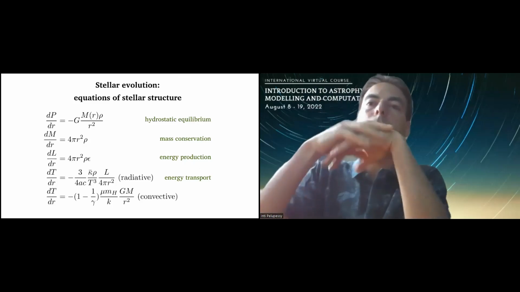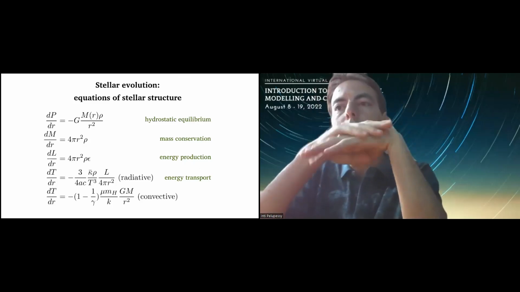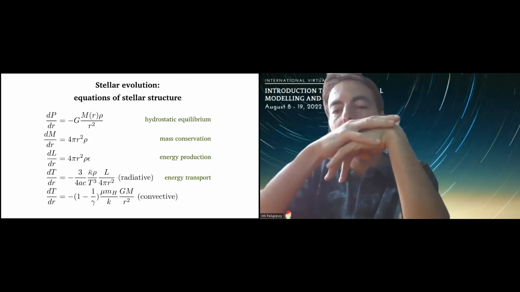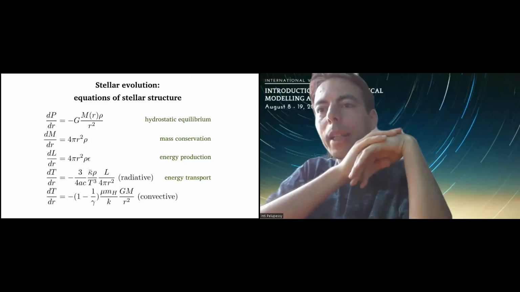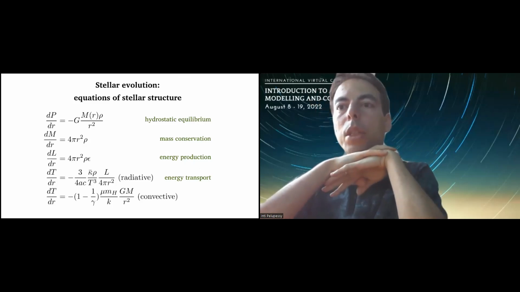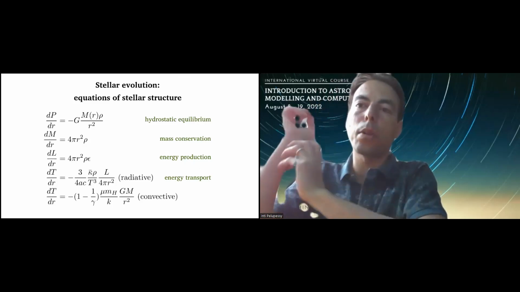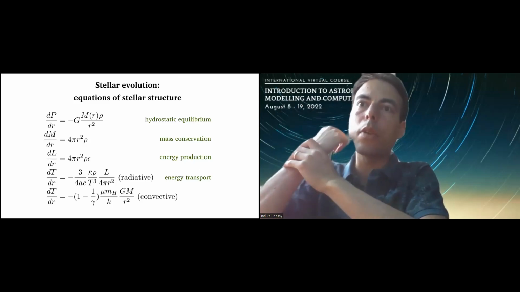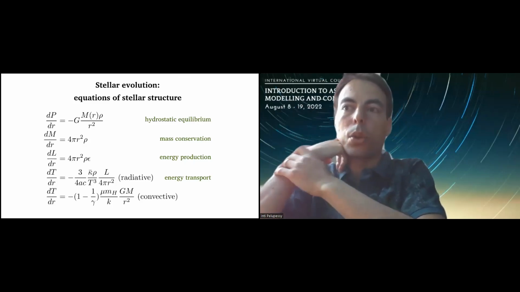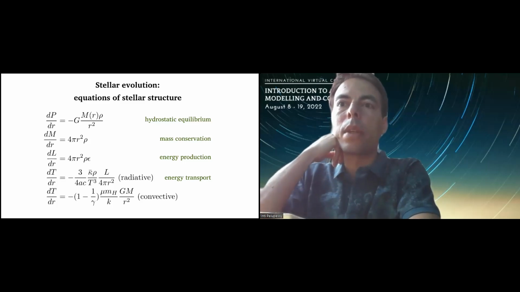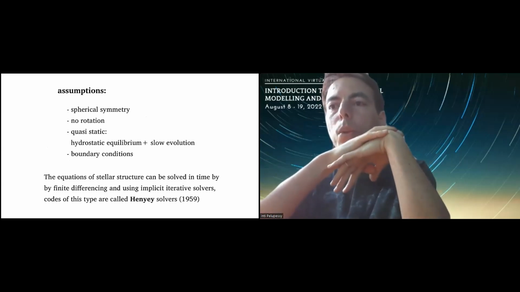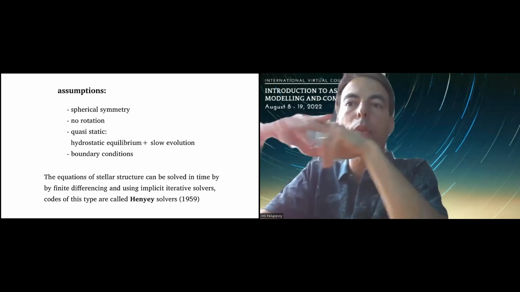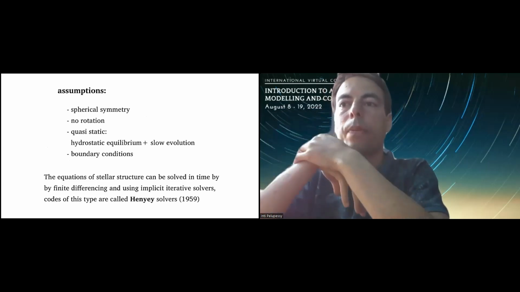Then the second group of codes concern stellar evolution, so solvers for the equations of stellar structure. I think you've had a lecture on MESA, and MESA is a modern stellar evolution code, so you should know all this. MESA is part of a group of codes that are called Henyey solvers.